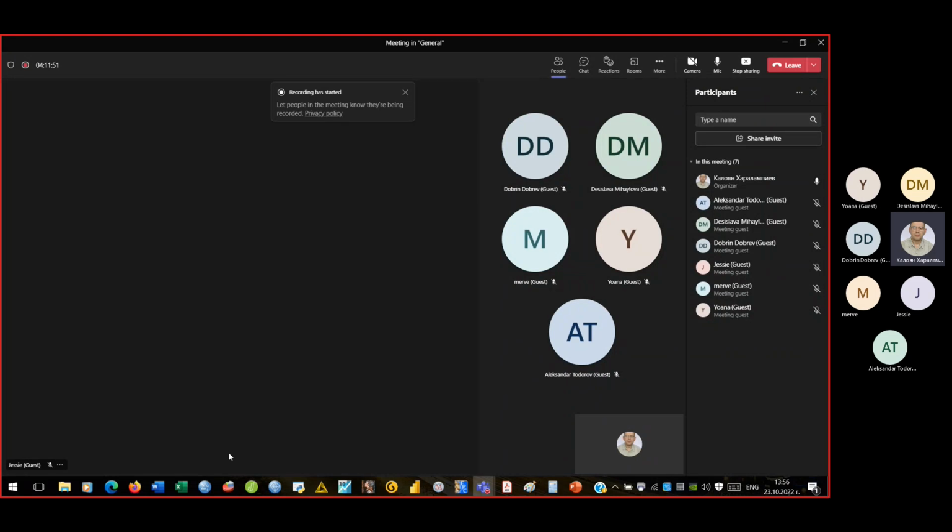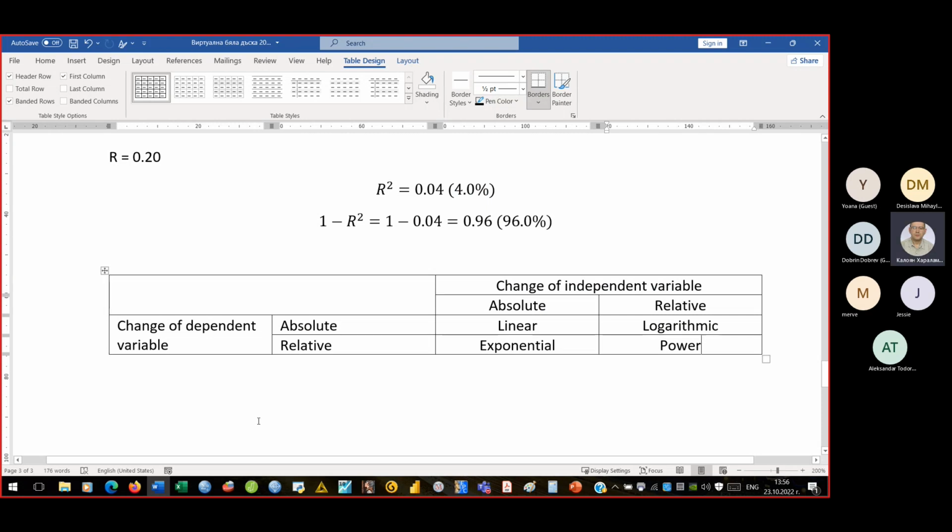Okay, we will continue with multiple regression analysis, the analysis of the relation between one dependent, one interval dependent variable, and more than one independent variables.